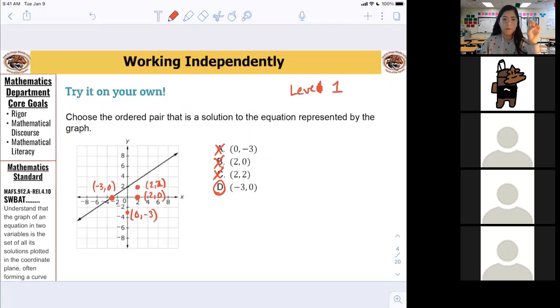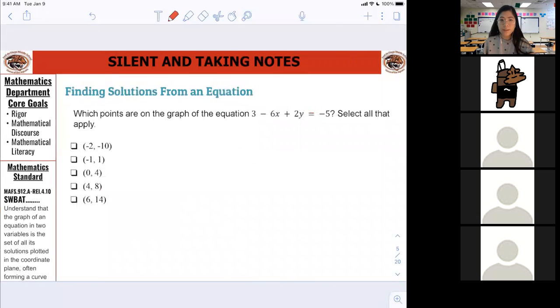Okay, so graphs can be pretty easy. Equations, okay, that's going to step it up a notch. So here's my level 2 question. I have an equation and I'm still being asked the same question: which points are on the graph of that equation. Select all that apply.